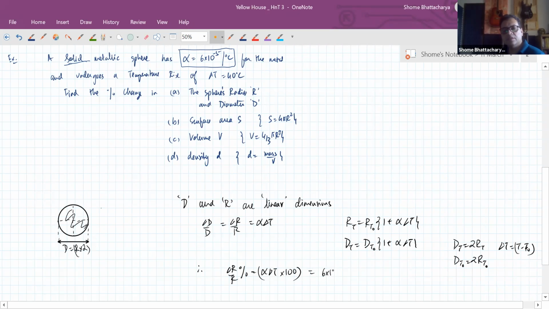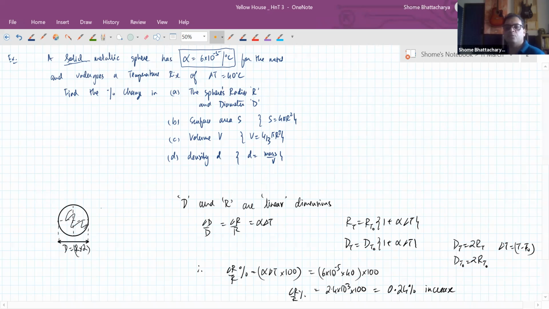So alpha is 6 into 10 raised to the power minus 5. The temperature change we are seeing is 40. We have to just convert this into a percentage. So this is 2.4 into 10 raised to the power minus 3, so 0.24% increase. The radius will increase by 0.24%. Okay, now likewise the diameter will also change by the same amount.